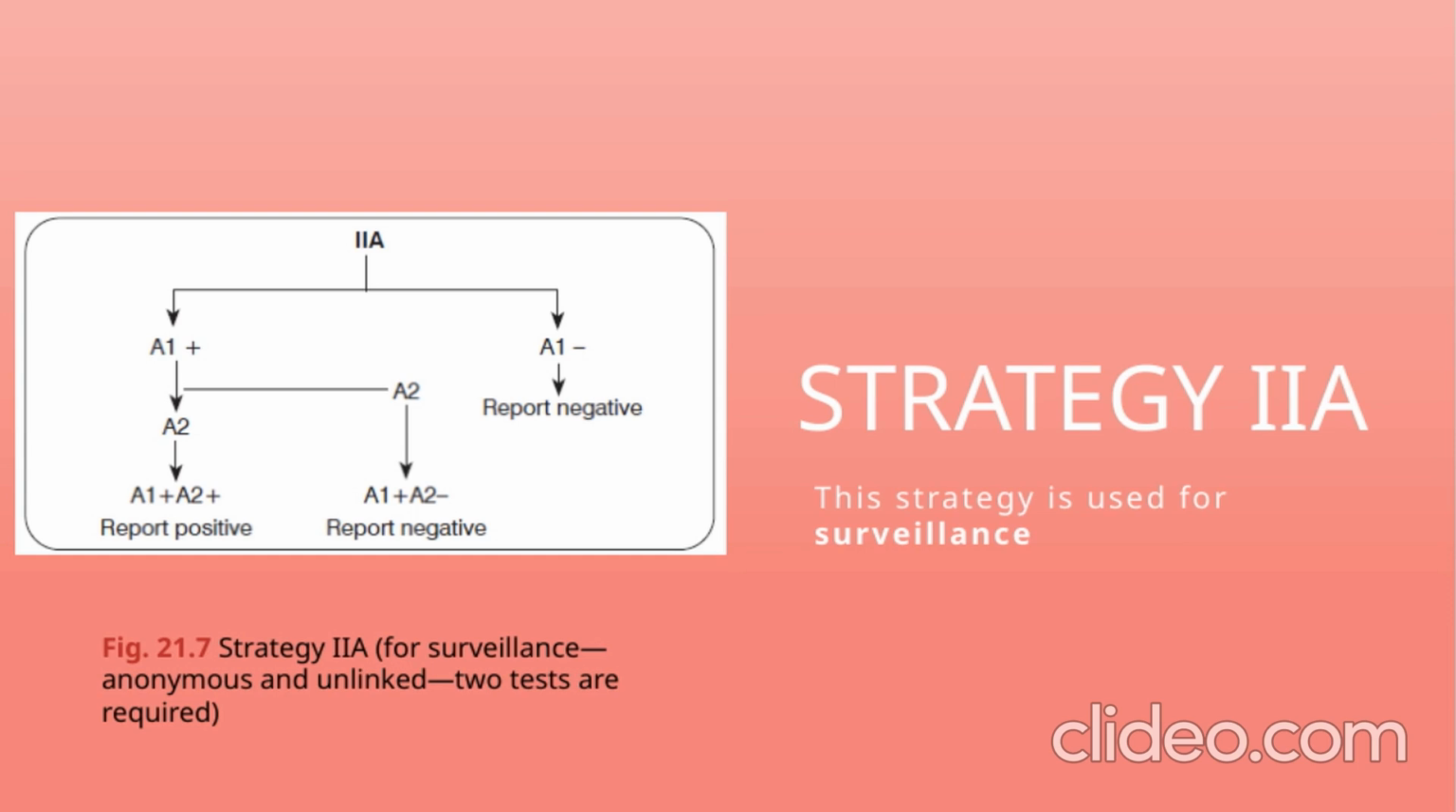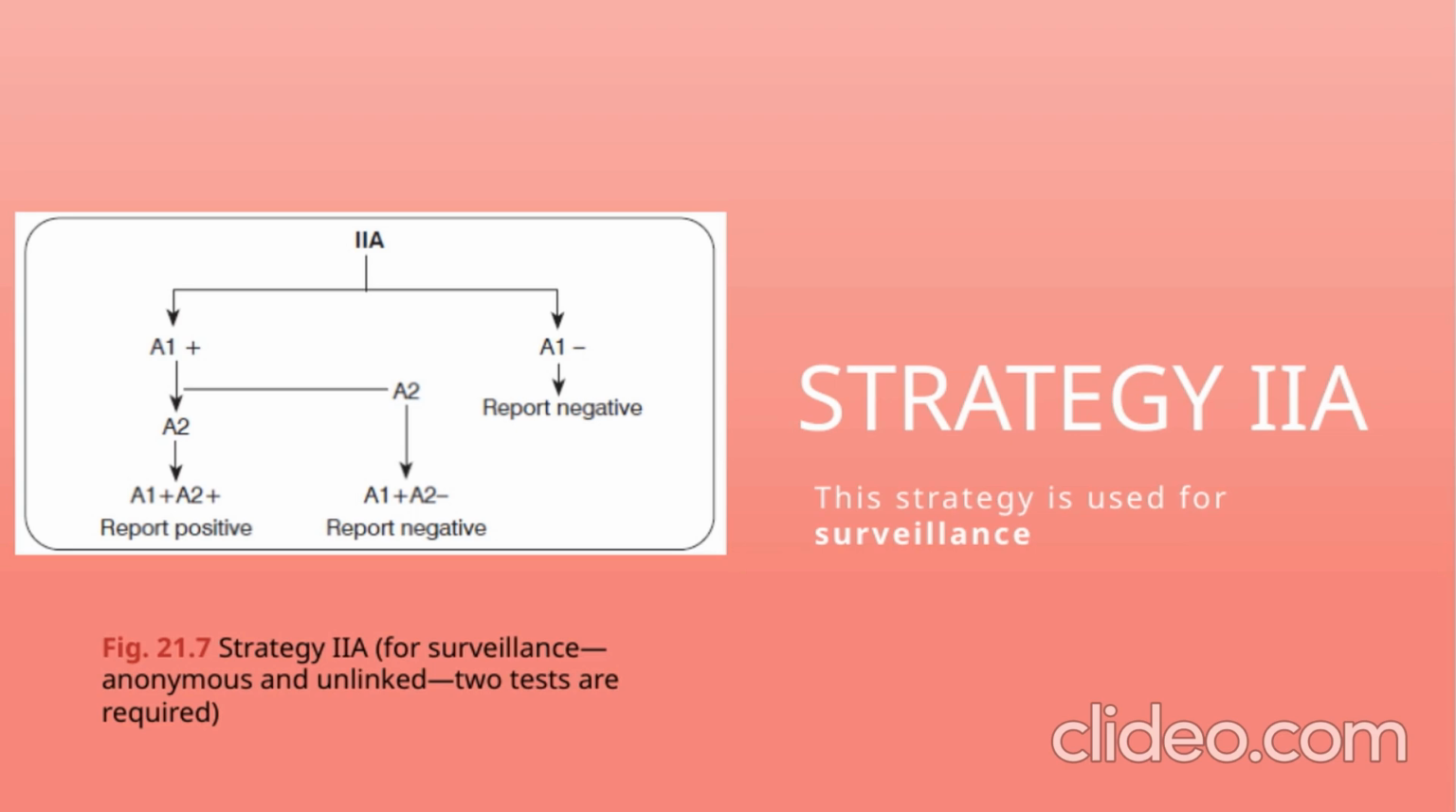The first test helps identify potential issues, and the second test confirms those findings, ensuring accuracy despite the lack of linkable data. This approach is particularly useful when privacy concerns prevent us from linking data, but we still need to keep an eye on the overall system health or detect anomalies. In essence, strategy IIA allows us to perform effective surveillance without compromising anonymity, but it does require a two-step testing process to ensure reliability. This ties into our broader theme of balancing privacy with effective monitoring, which is crucial in many real-world applications.